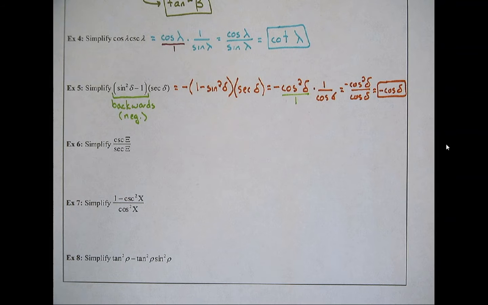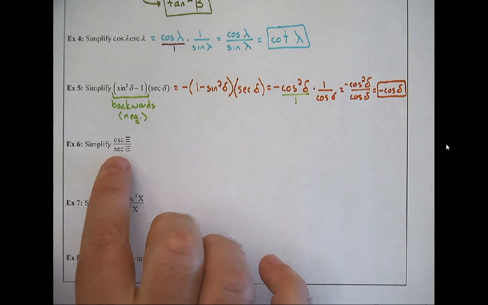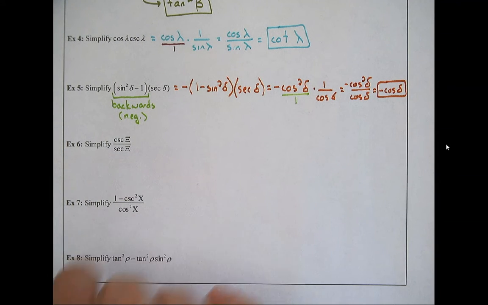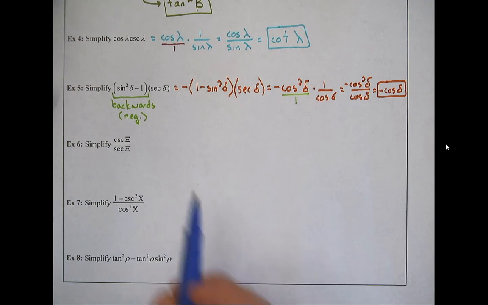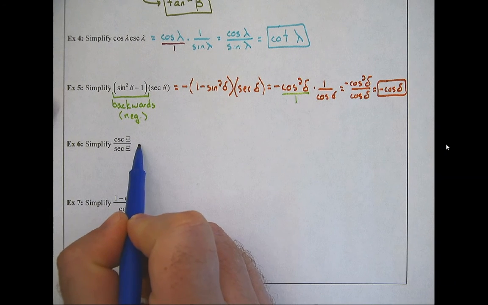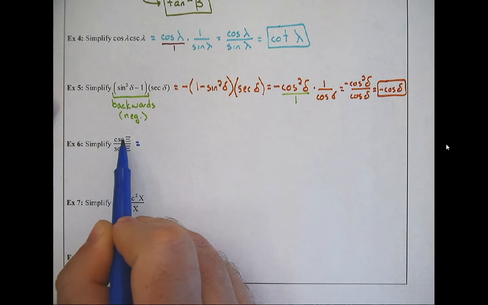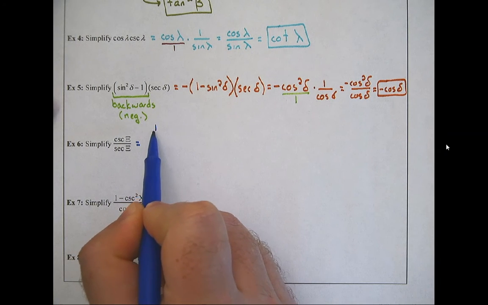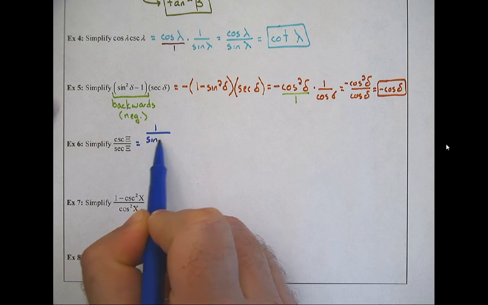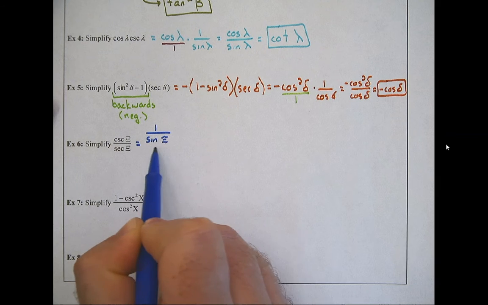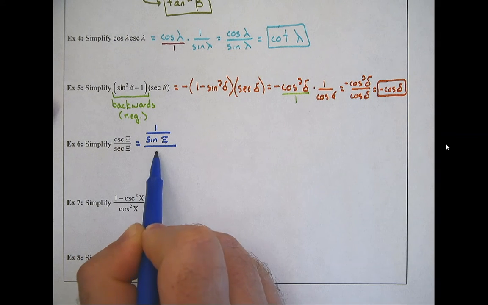All right, simplify cosecant of psi over secant of psi. Let's see. So there's two ways to do this. There's the long way and the short way. I'll show you the long way first. The long way is to turn each one of these into their reciprocal. So cosecant is 1 over sine, over secant, which is 1 over cosine.